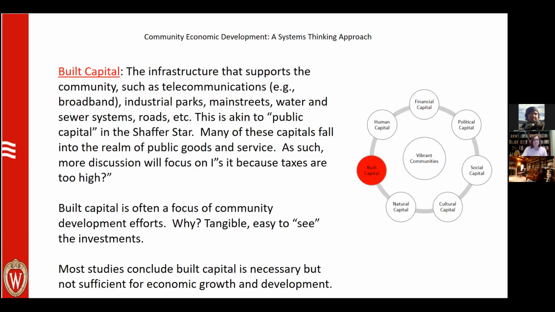The other problem with built capital is that this is where we get a lot of discussion in terms of taxes are too high. How do we pay for this built capital? Well, a lot of times we do it through taxes. Well, we all know that taxes are bad for the economy. Well, not necessarily, because these taxes pay for these services. So we have to be able to have a conversation within the community of what is the state of the services that's built capital, and are we willing to tax ourselves in order to provide for this built capital?